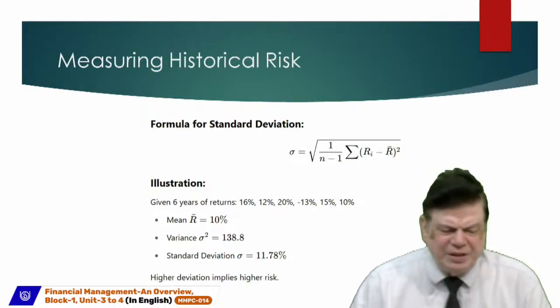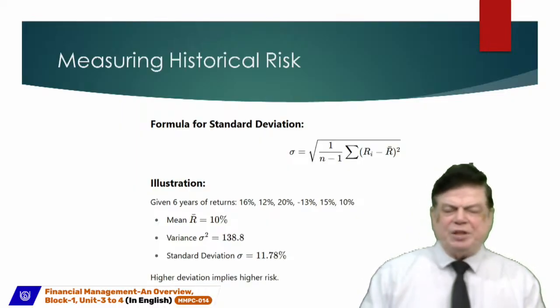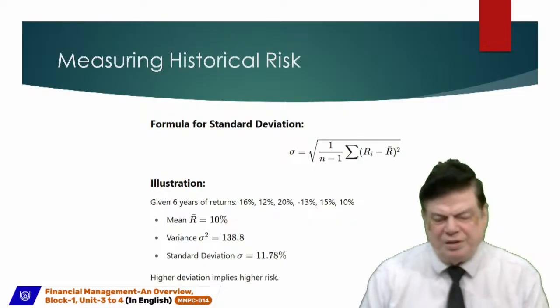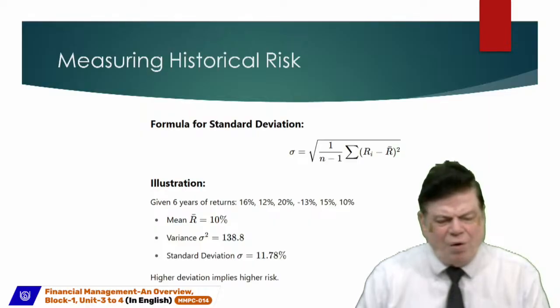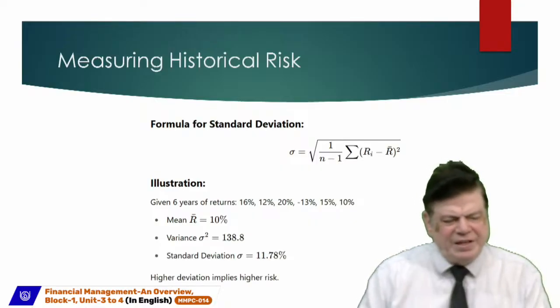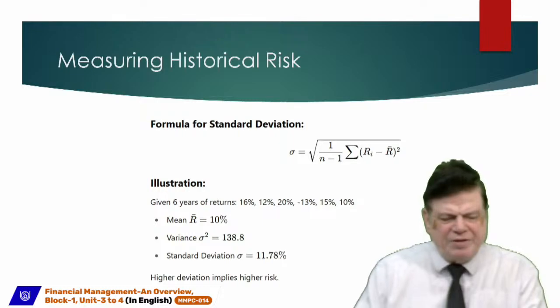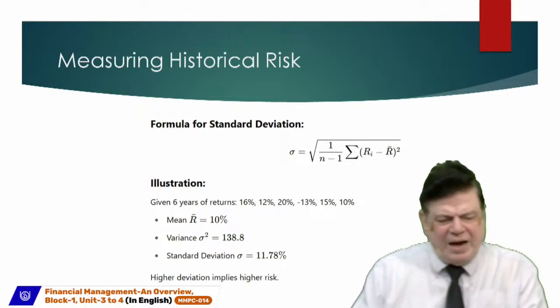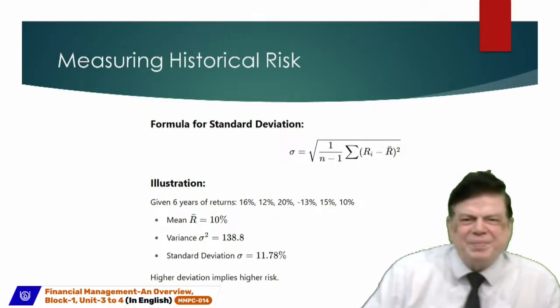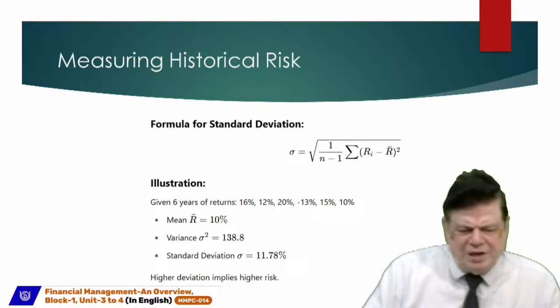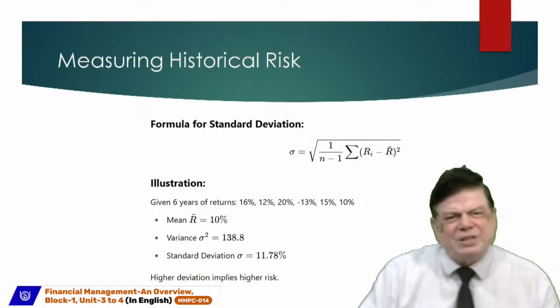This is standard deviation. Given 6 years of returns: 16%, 20%, 22, 20, 13, 15, 10. Mean is equal to 10%. If we add all and divide by 6, we get 10. Then variance is equal to 138.8. Standard deviation is equal to 11.78. Higher deviation implies higher risk. So higher is the deviation, higher will be the risk. So standard deviation is 11.78. So risk is more.